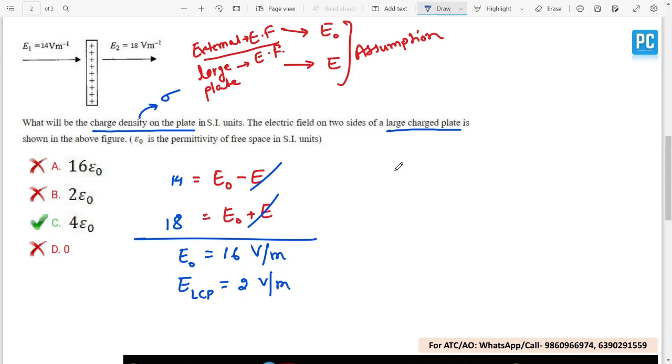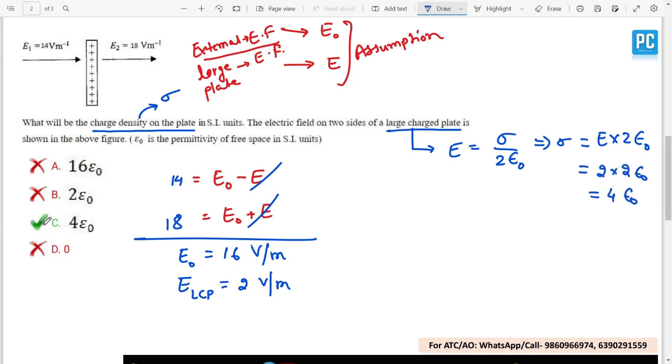One very important thing: the electric field due to a large charged plate in terms of charge density is sigma upon 2 epsilon naught, where epsilon naught is the permittivity of free space. So from here you have to calculate sigma. Sigma is E into twice epsilon naught. If E is 2, then 2 into 2 epsilon naught equals 4 epsilon naught. That is our answer. That means our assumption was correct, that the external electric field is larger as compared to that.